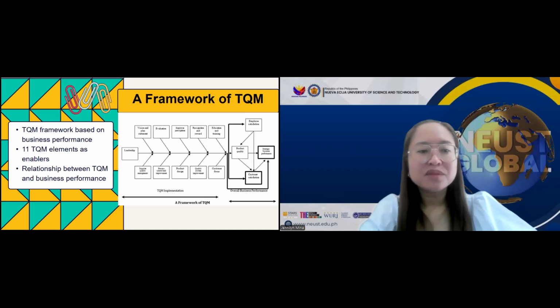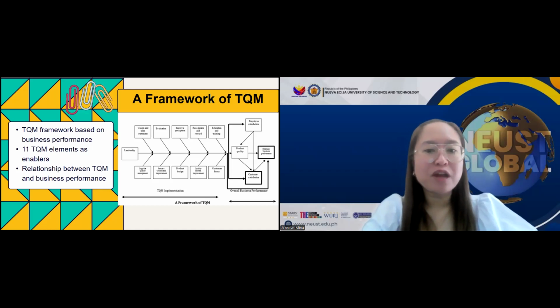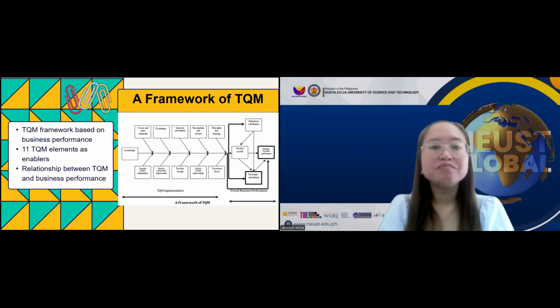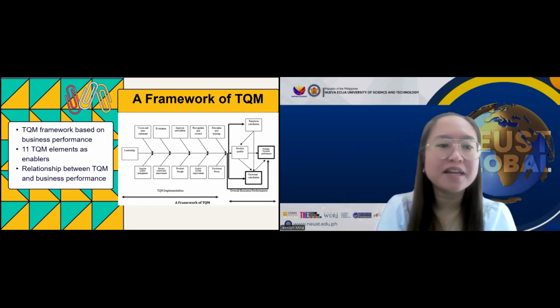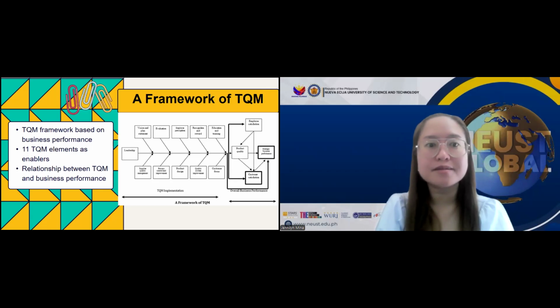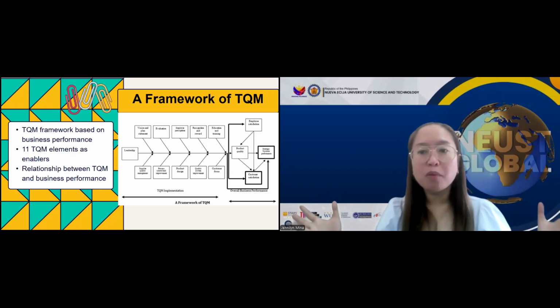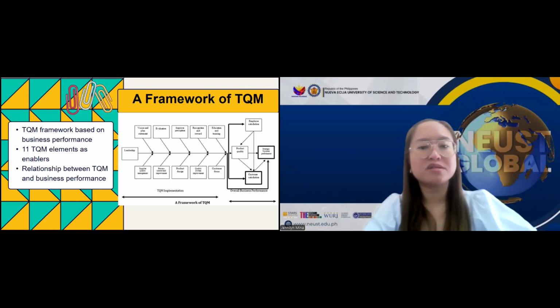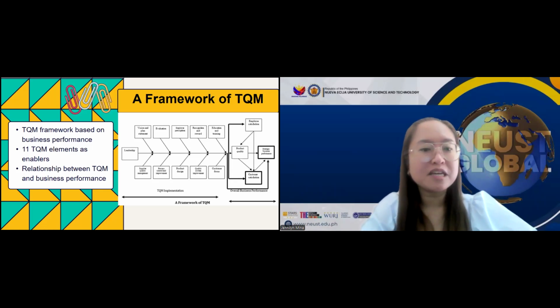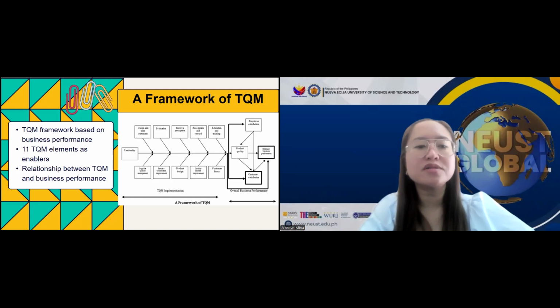This total quality management framework that you can see on the screen illustrates how different total quality management implementation practices contribute to the overall business performance. It consists of two main sections. The TQM implementation practices, seen on the left side, are 11 elements that help organizations ensure quality at every stage.